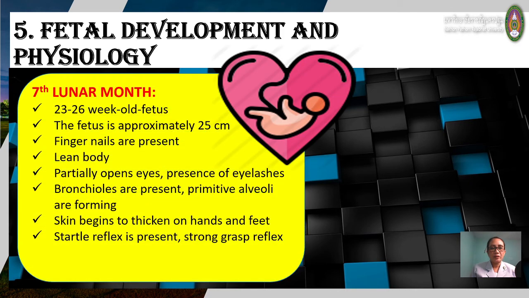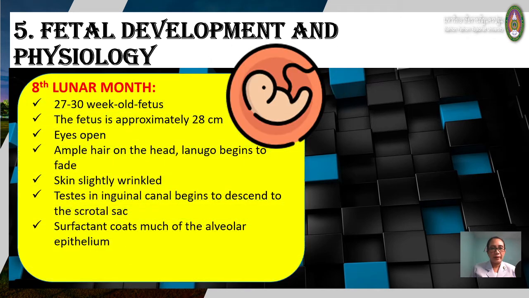The seventh lunar month is during the 23 to 26 weeks also. We can see here the baby is already 25 centimeters in measurement. And the eighth lunar month, this is during the 27 to 30 weeks of pregnancy. The fetus is already 28 weeks, and it's very amazing because the eyes are already open, and during this time, you can see in males that they are already showing their gender.